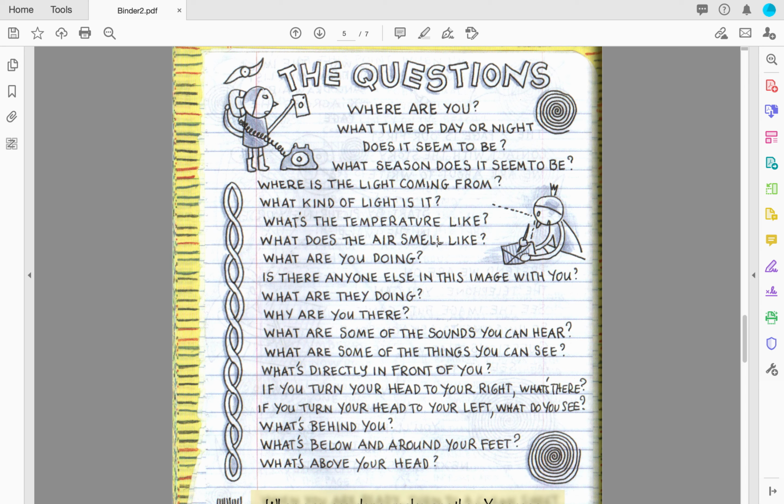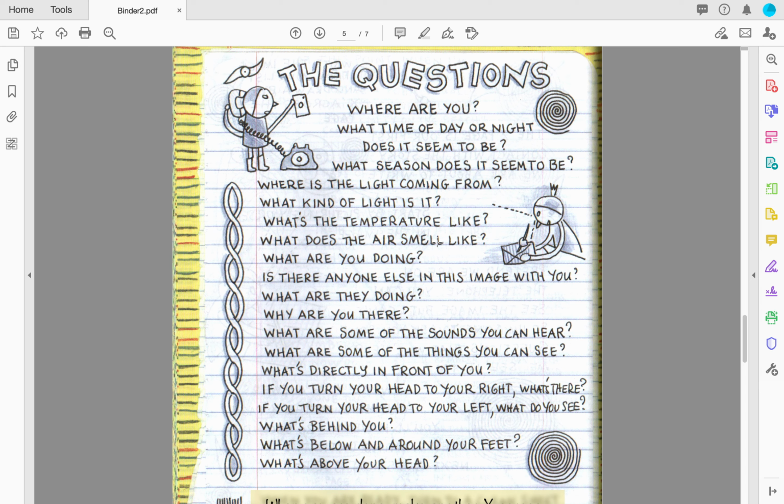Why are you there? What are some of the sounds you can hear? What are some of the things you can see? What's directly in front of you? If you turn your head to the right, what's there? If you turn your head to the left, what do you see there? What's behind you? If you look down, what's below and around your feet? If you looked up, what's above your head?